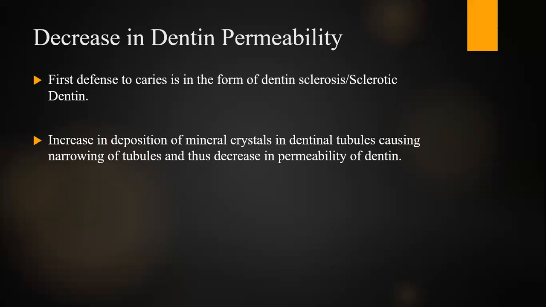Decrease in dentin permeability is the first defense to caries, and it is in the form of dentin sclerosis or sclerotic dentin. Increase in deposition of mineral crystals in dentinal tubules occurs, causing narrowing of the dentinal tubules, thus causing a decrease in the permeability of dentin.